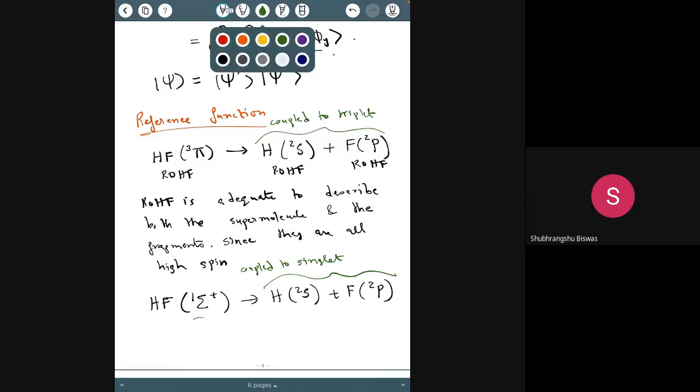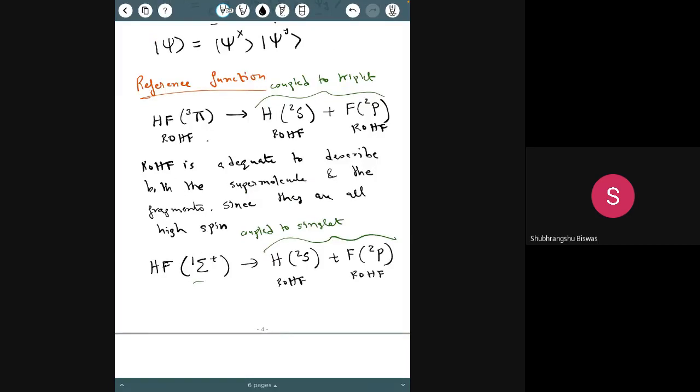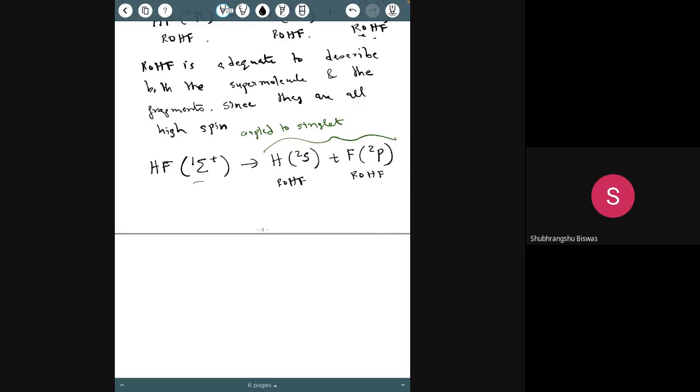In that case, what you need ROHF to do is to describe an open shell singlet state, and that it cannot do with a single determinant. With a single determinant, you can do a triplet, you can do a doublet, or you can do two doublets coupled to a triplet. So the supermolecule computation in the first case is still a triplet, and ROHF can handle it. However, if you want two doublets coupled to a singlet, you need a minimum of two determinants.